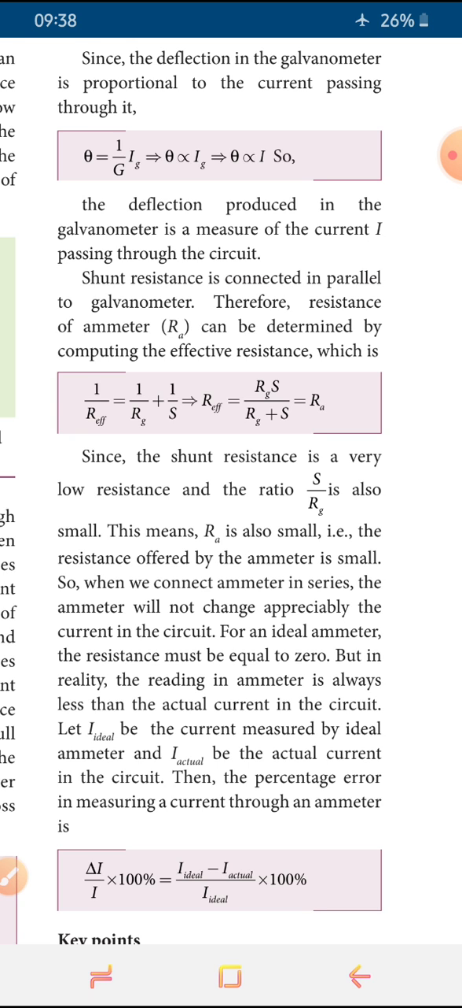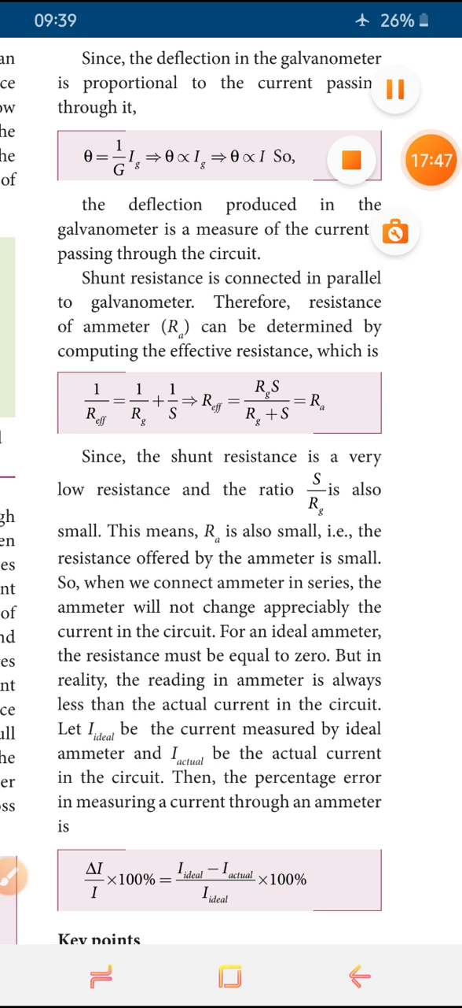And here we are using the shunt resistance. It is parallel to the galvanometer. So the resistance can be defined with the help of the formula which we discussed in unit number 2. It is parallel. Then we know the formula is 1 by Rp is equal to 1 by R1 plus 1 by R2. You all know this. Here the effective resistance is taken as 1 by Rf, and 1 by first resistance is 1 by Rg plus 1 by S. Then taking LCM, then reciprocal, the equation will become Rg S divided by (Rg plus S).